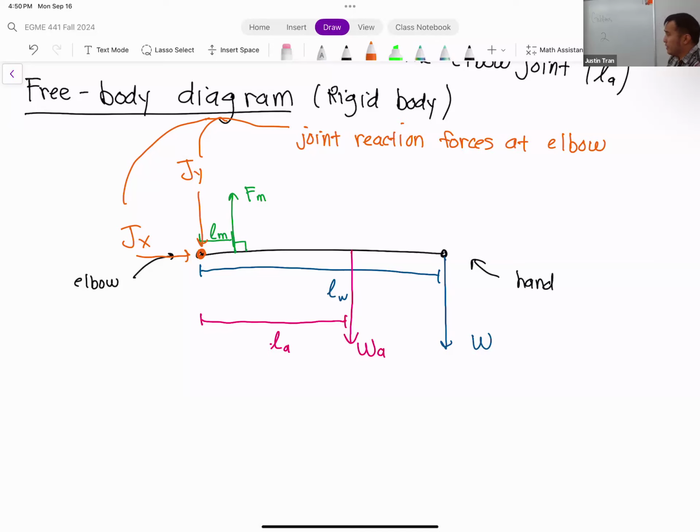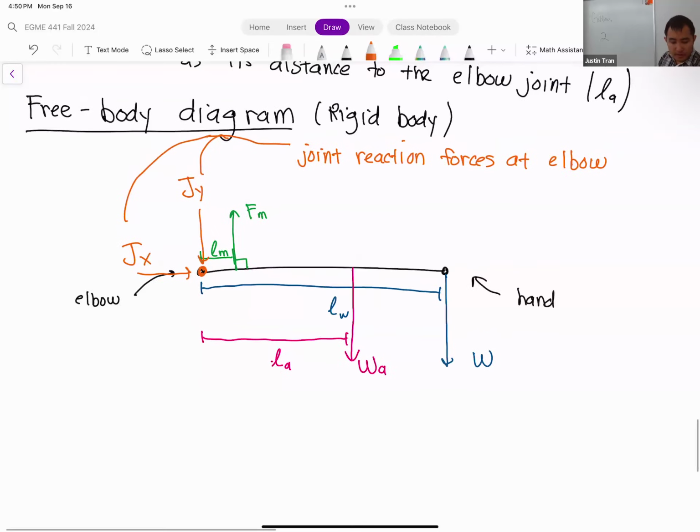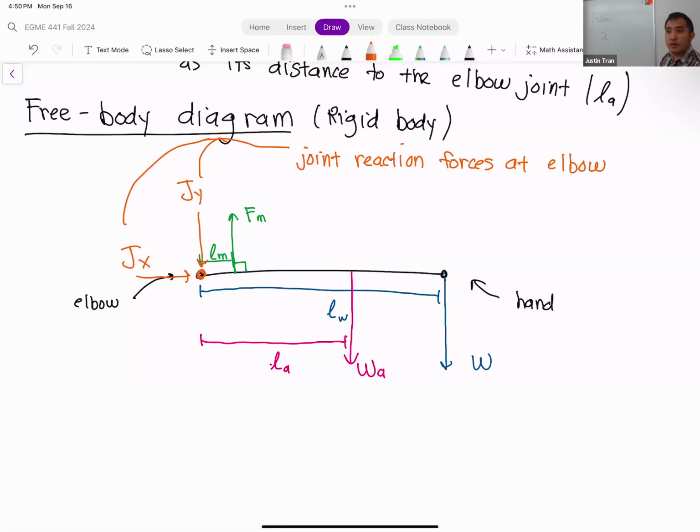All right, so that's our free body diagram. So we have 5 forces that we need to account for. 2 of them are known, so the weight of the arm and the weight of the external force are known, but we have 3 unknown forces here, right? FM, JX, and JY. Any questions on this? Okay. All right, so to solve for these forces, we need to write out our equilibrium equations.